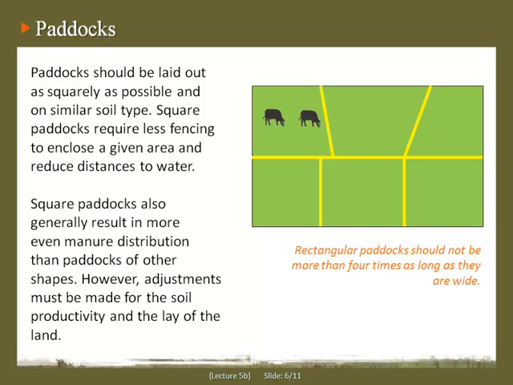Paddocks should be laid out as squarely as possible and on similar soil types. Square paddocks require less fencing to enclose a given area and reduce distances to water. Square paddocks also generally result in more even manure distribution than paddocks of other shapes. However, adjustments must be made for the soil productivity and the lay of the land. A rule of thumb to follow is that rectangular paddocks should not be more than 4 times as long as they are wide.